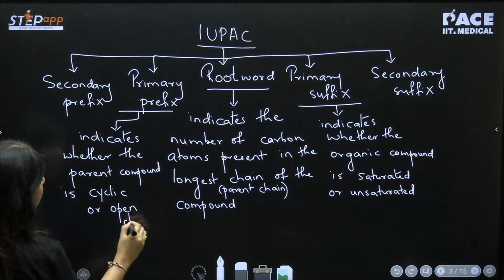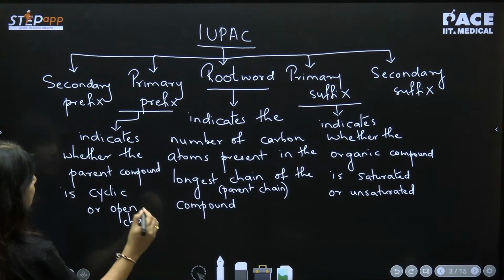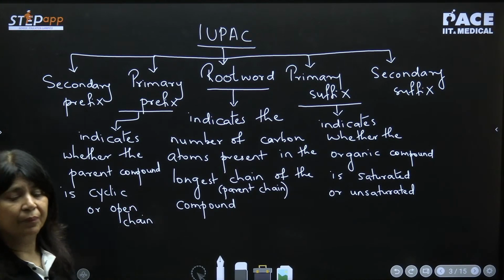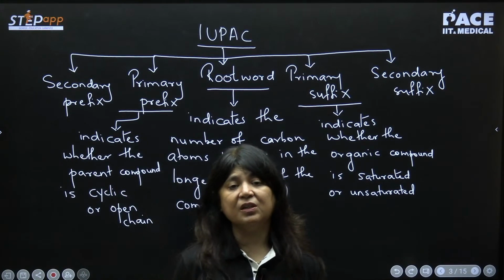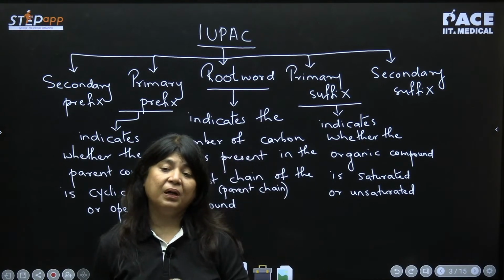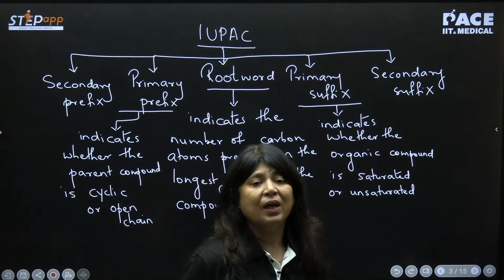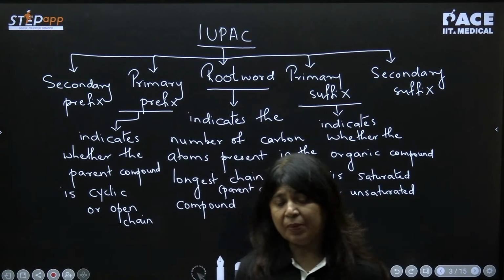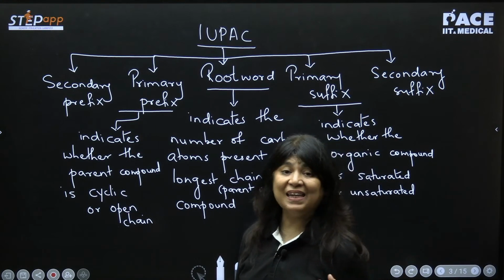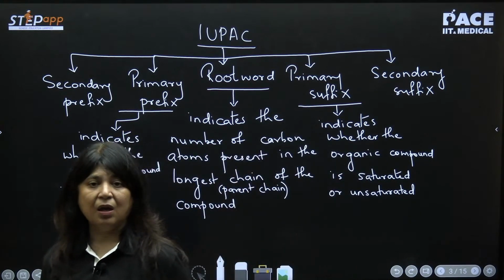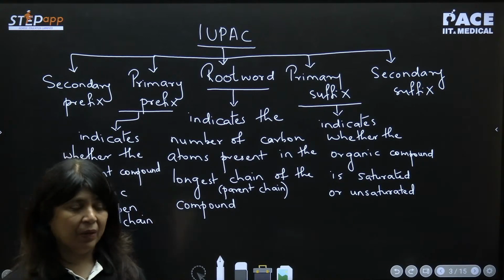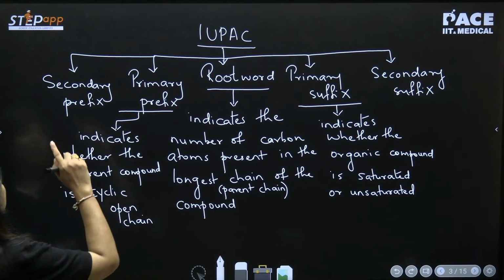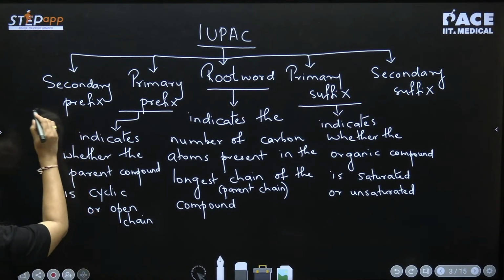Okay, so this tells you whether the parent compound is cyclic or open chain. If your compound is cyclic, then the primary prefix used is cyclo. But if the compound is open chain, you don't have to have a primary prefix. So primary prefix is not an essential part of the naming. This will be essential only if your organic compound is cyclic. Okay, now coming to the secondary prefix.